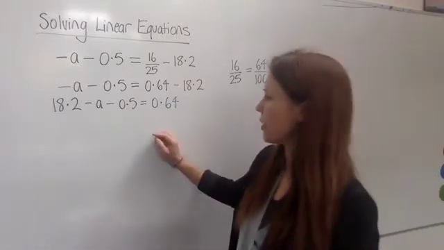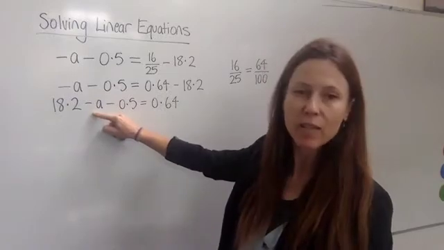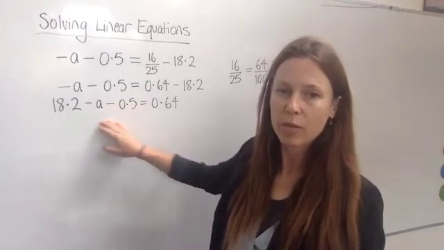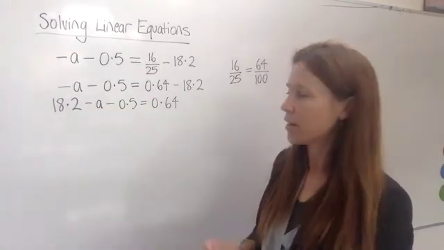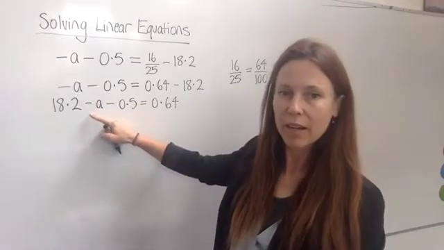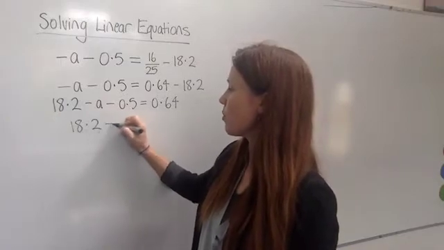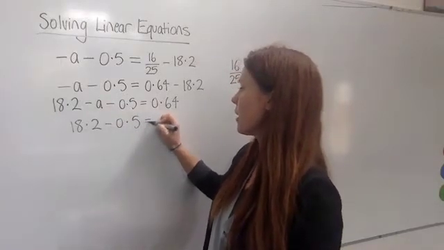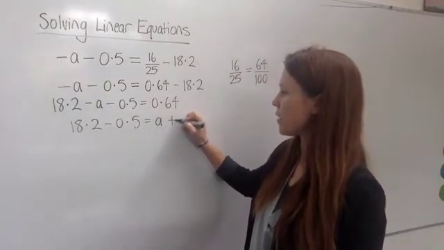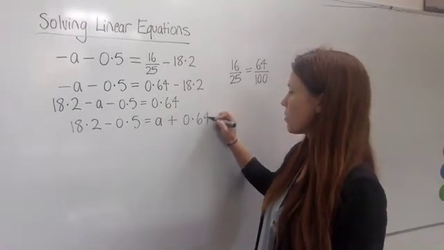Now I'm thinking it would be good to add A to both sides so that I can end up with all the numbers over here and the A over this side. So to get rid of minus A here, I can add A, and that'll just give me 18.2 minus 0.5. And over this side, I'll have A plus 0.64.